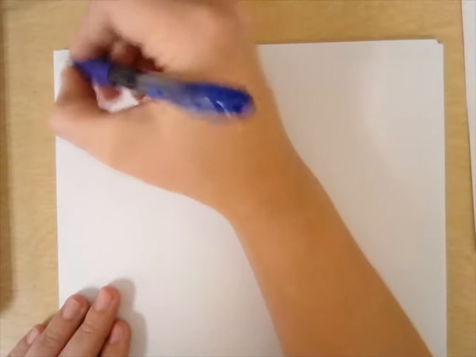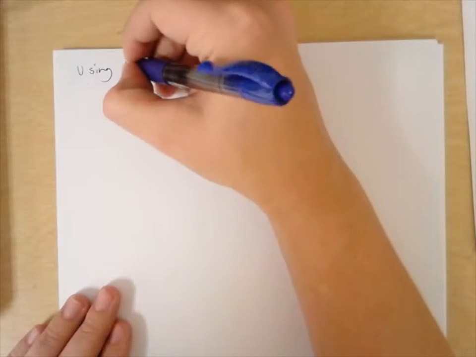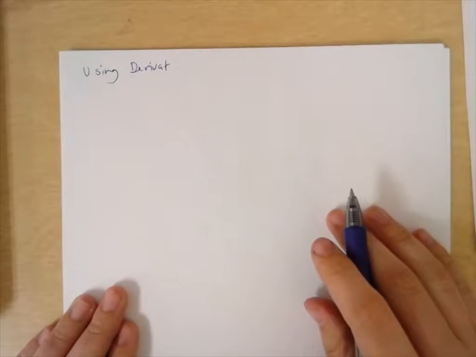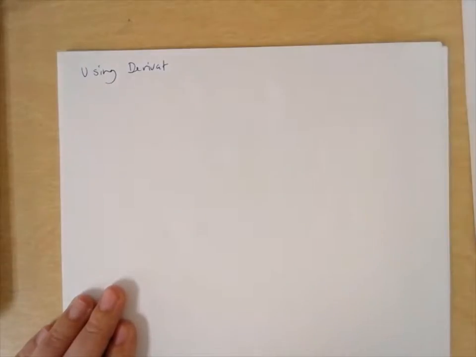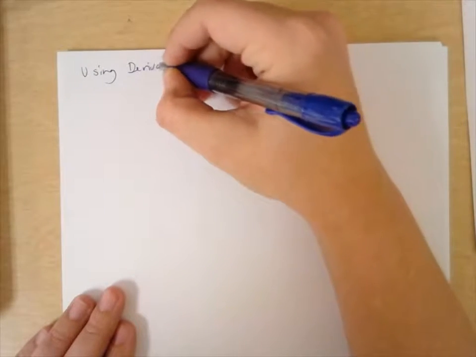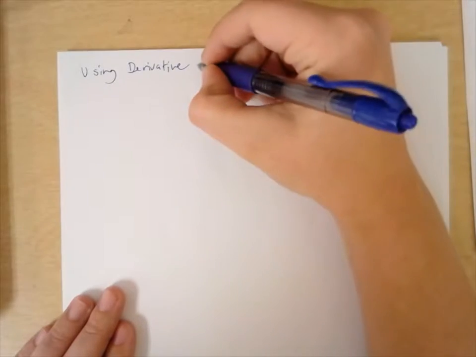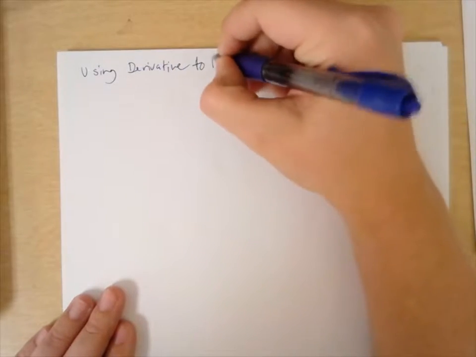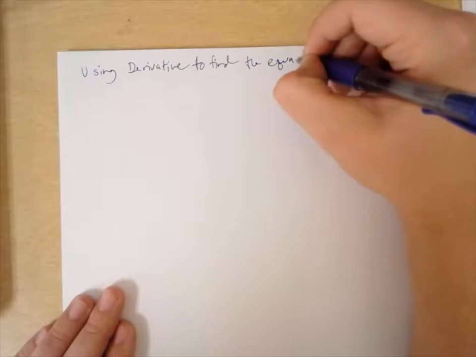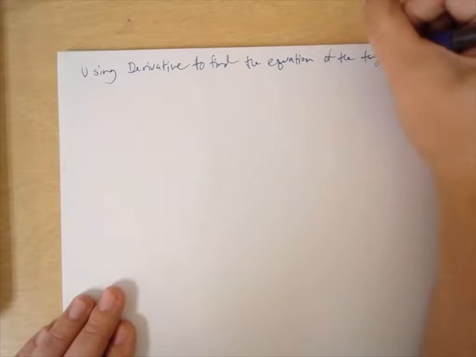So far, we've used the derivative to find the slope at a given point, right, to find that instantaneous rate of change of a function. But now we're going to use the derivative to find the equation of the tangent line.